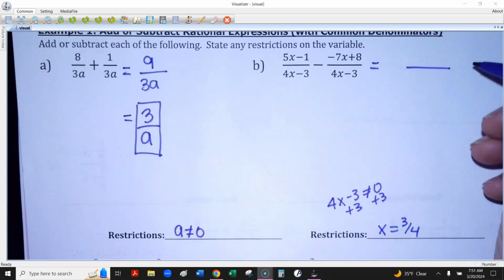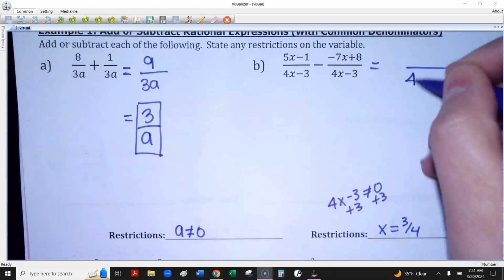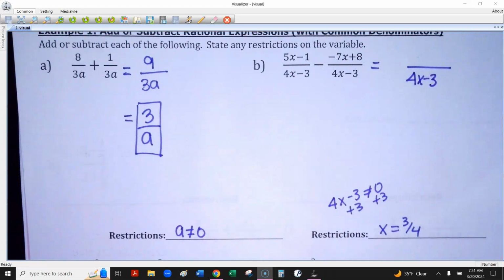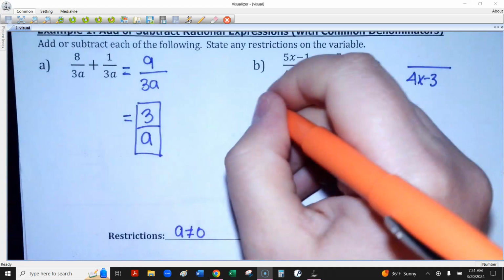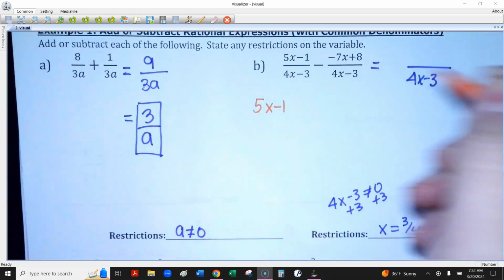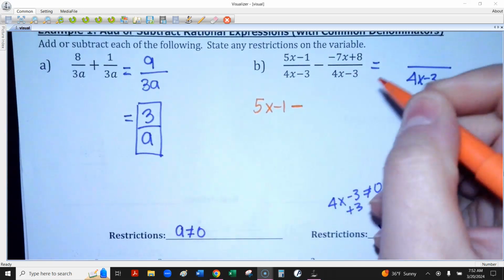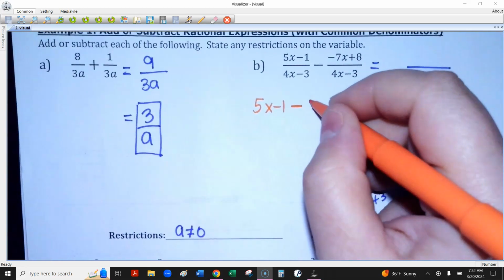Okay, now I'm just going to copy the denominator here, 4x minus 3. If you have a subtraction problem, this is super tricky. So let me grab a different color and write this to the side. Across the top, I have 5x minus 1 and I am subtracting the other fraction. So here's the best thing I can tell you to do.